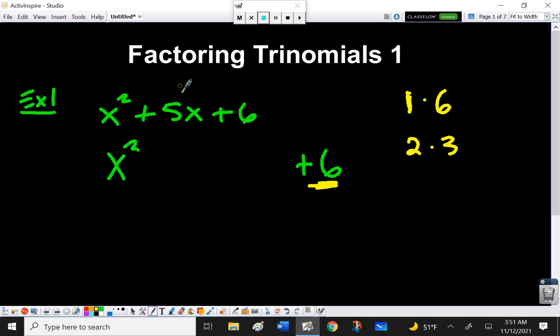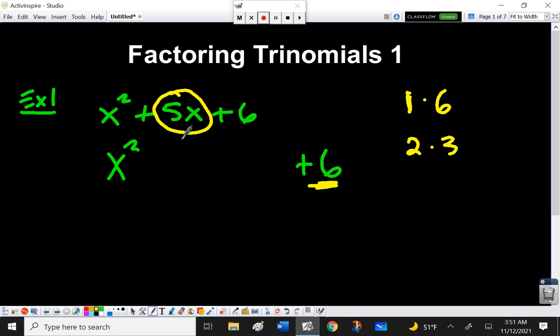Now, ladies and gentlemen, look at the middle number here. 5. Which one of these numbers will add to 5? If you said 2 and 3, you'd be right.